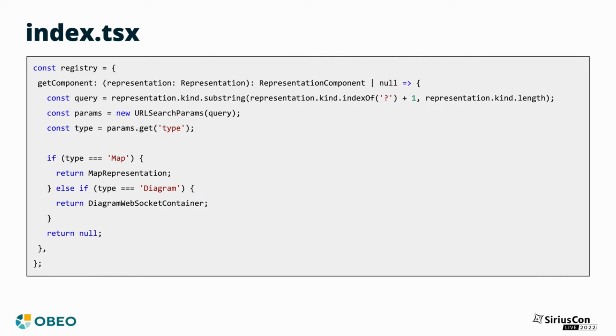I need to register this new representation on the front end. For that, we have the representation component registry, which is used by Sirius components to retrieve a React component for a given representation. So here, if the type of the representation is map, I want to display the map representation. If it's a diagram, I will use the diagram WebSocket container, which is the component used to display diagrams. Using this mechanism, you could also replace existing React components used to display diagrams or forms. If you want to display diagrams using another library, you could just keep all the backend code, but just change the implementation of the React component on the front end and interpret the diagram data structure that you would receive in a different way.